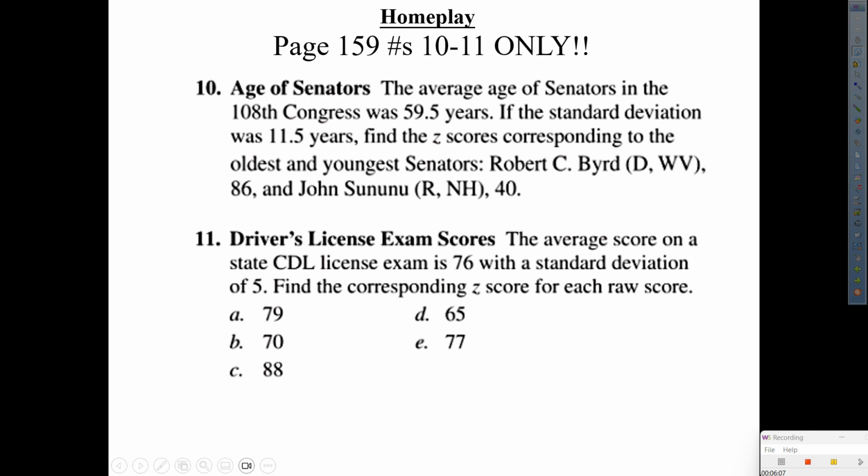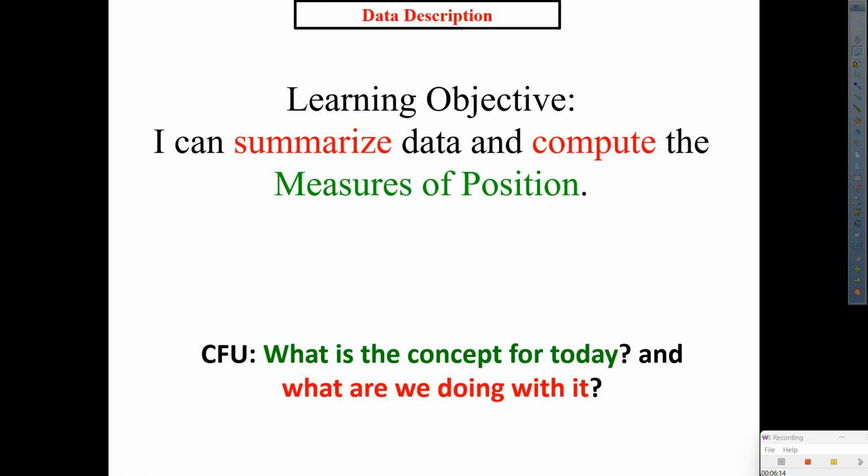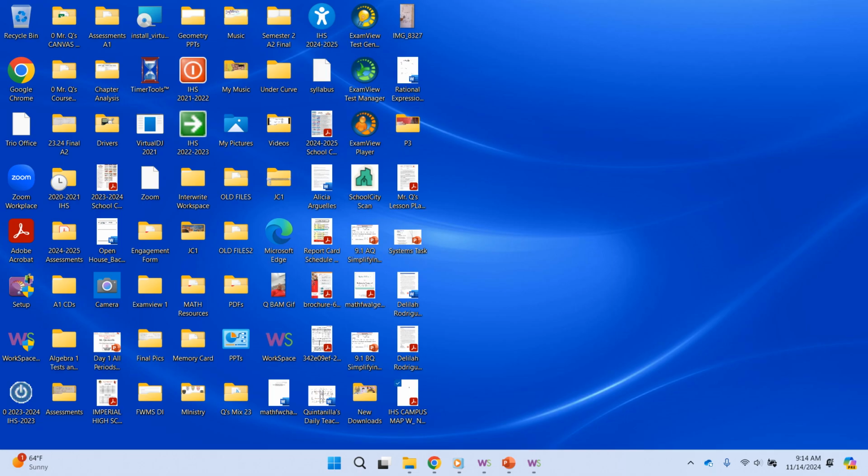Yesterday was study your formulas, because today we're going to add some more. Let's go. Get a Cornell note going, please. I can summarize data and compute the measures of what? Position. We're done with central tendency, we're done with variation. Now we're moving to measures of position. That is correct. So get that ready, please.